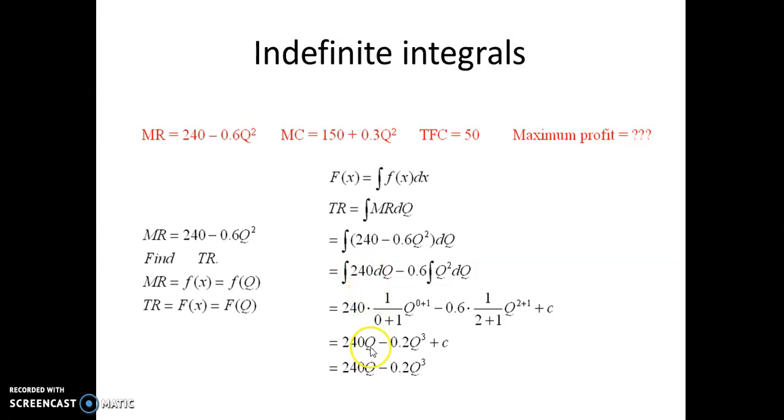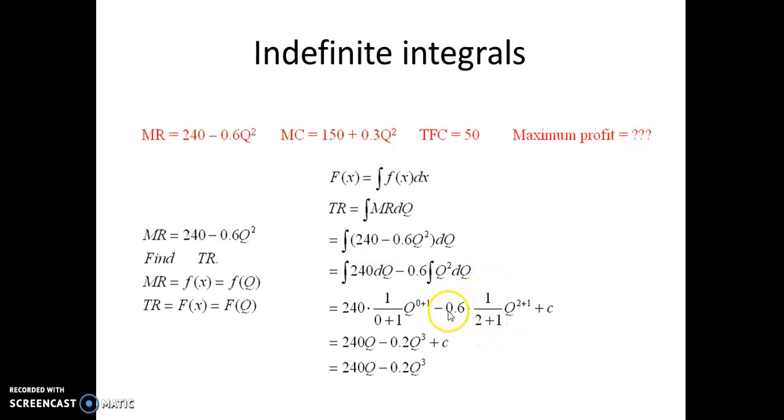So I know it is just going to become 240q. And this portion of your marginal revenue function was 0.6q squared. So you're going to take that constant in front of the integral sign, so that is minus 0.6 in front of the integral sign. Then between that sign and dq, you have q squared. n here is equal to 2, so that is going to become 2 plus 1. 2 plus 1 is going to give you 3. So therefore, in front of my q, I've got 1 over 3.